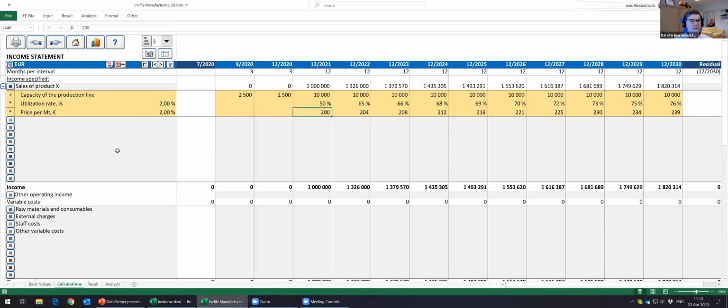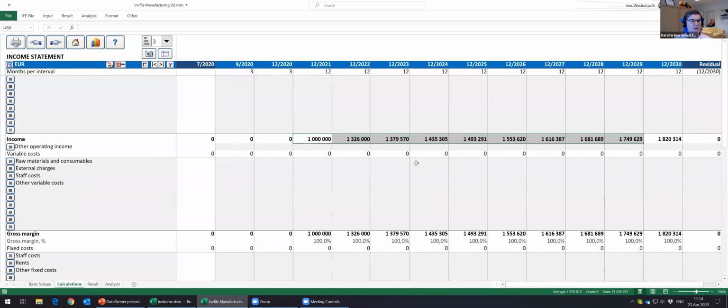Yeah, I guess that's it. So we have modeled the income, and so 10,000 multiplied with 50% multiplied with 200 gives 1 million. So this is from the one income category. We can have 10 different income categories. And then they are all summed up on the income row. So now we have the income modeled.